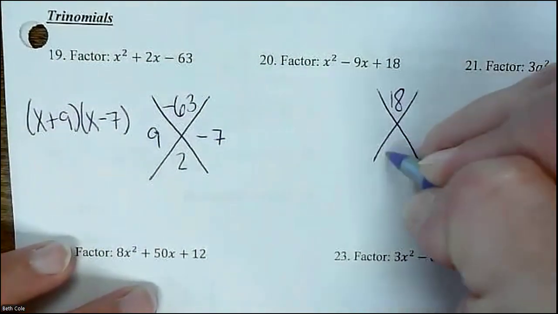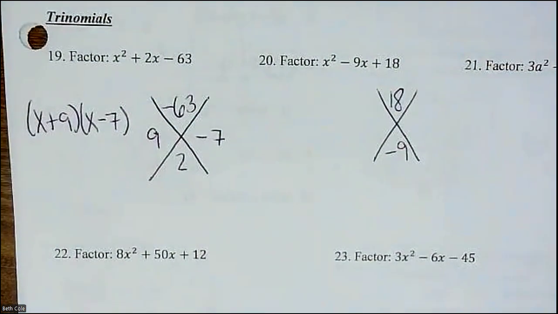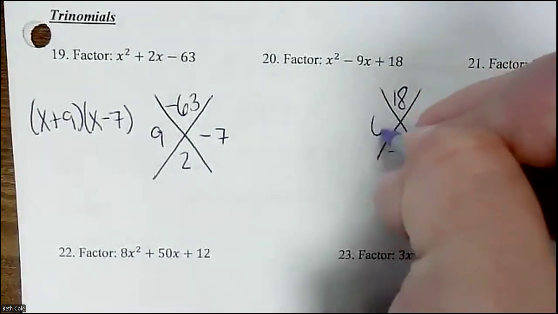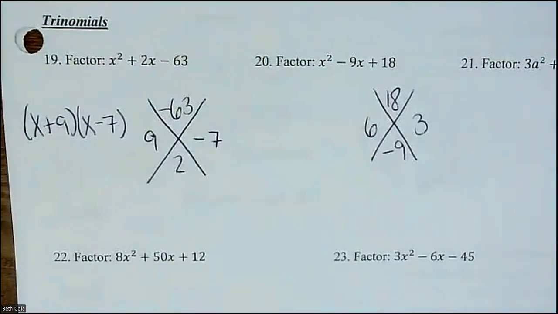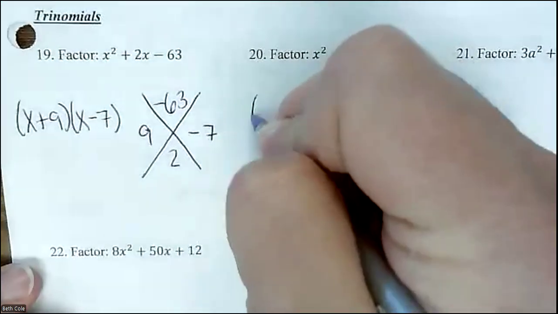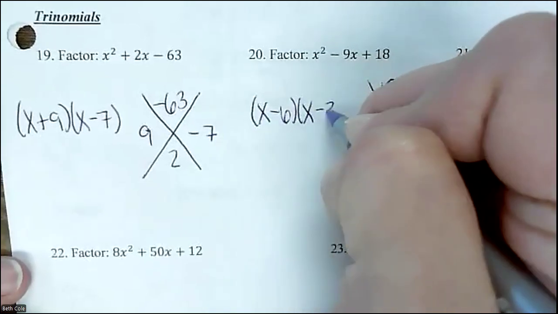18 goes on the top, negative 9 goes on the bottom. You're just looking for some numbers that multiply to be 18. So 9 times 9 is 81. What was that? Good. 6 and 3. Then decide your negatives. They're both negative. Good. So x minus 6, x minus 3.